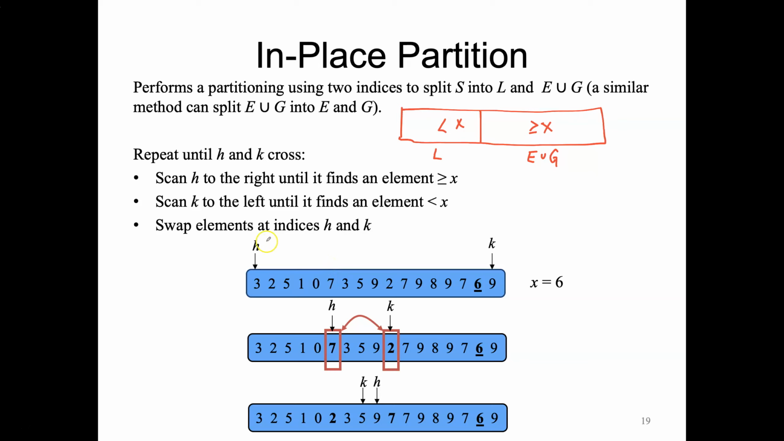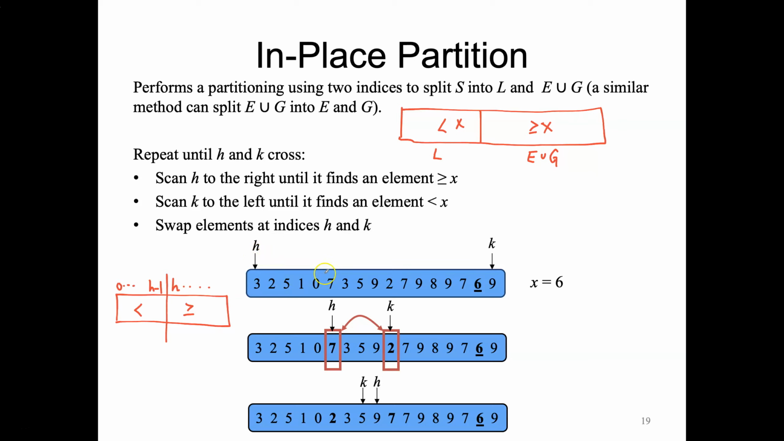Now what we want to do by incrementing h and decrementing k is reach a point where, from 0 to h minus 1, we want to be all of the items strictly less than x, and then from h up until the last part of our list, this will be everything greater than or equal to x, our pivot. In order to do that, starting with h at the beginning, we increment h until it finds something greater than or equal to x.